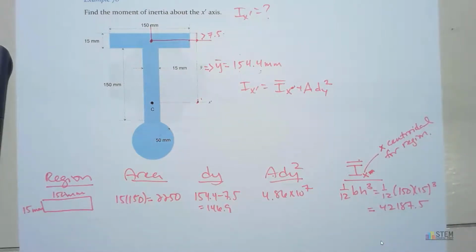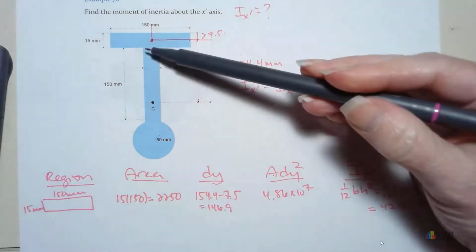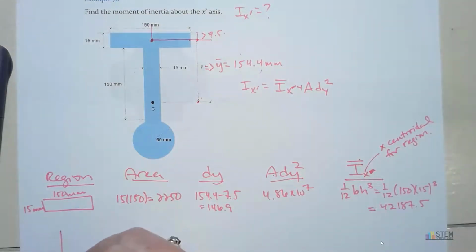Now we're going to go to the next one. So now we've got this vertical rectangle here. All right, and this length is 150 now, and this width here is 15.